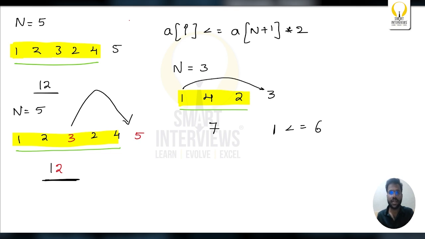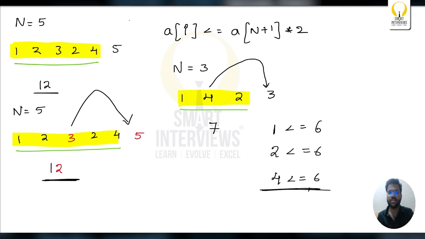That means, can you swap 2 with 3? See, the condition is satisfying. 2 is less than or equal to 6. The condition is getting satisfied. But is it really making sense to bring 3 and remove 2? No. But will it make sense if you remove 4 and replace it with 3? That means, is 4 less than or equal to 6? Yes, so this is satisfying, so that we can swap.